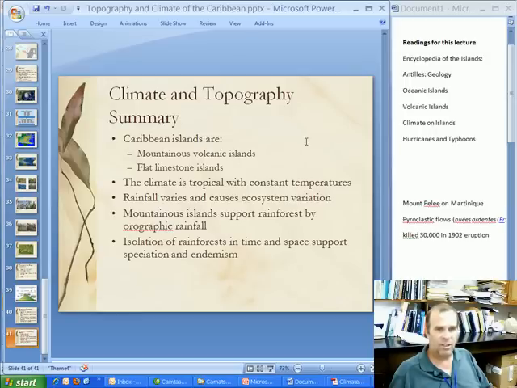Alright, so let's summarize what this lecture was all about. First of all, we saw Caribbean islands were mountainous volcanic islands or they were flat limestone islands. The climate was tropical and with constant temperatures. However, rainfall varies across the Caribbean islands and therefore the ecosystem varies. Mountainous islands support rainforest outside of the rainforest zone by orographic rainfall. And finally, isolation of rainforests in time and space supports speciation and endemism in those Caribbean islands.